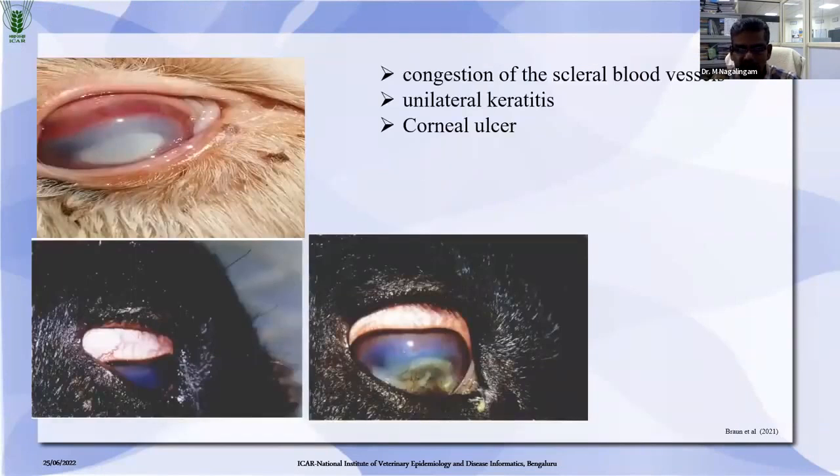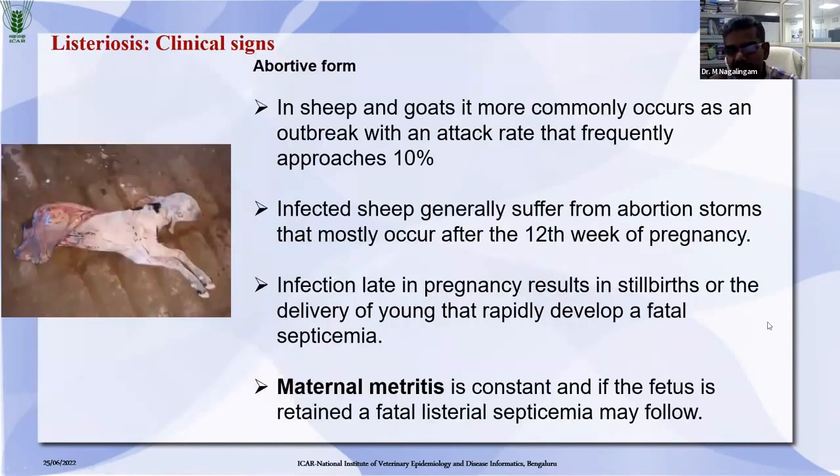Apart from the facial nerve paralysis, it expresses other symptoms also. If you examine the eye, it shows congestion in the scleral area. It shows vascularization, as well as it causes corneal ulcers and unilateral keratitis, and these symptoms also vary between individual animals. When we look at the abortive form, it commonly occurs as an outbreak, and the outbreak abortion rate will cross around 10%.